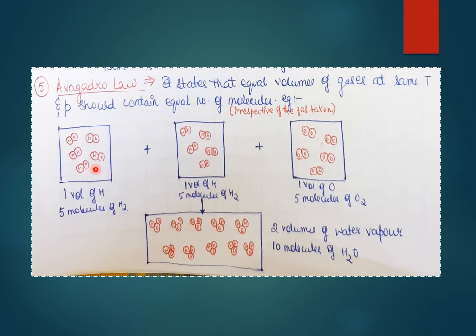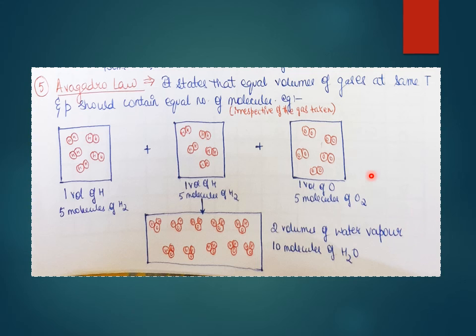So one volume of hydrogen contains 5 molecules of hydrogen. I know that one volume of any gas is going to contain 5 molecules of that gas. So one volume of oxygen will also contain 5 molecules of oxygen. Now I interconnect these containers, then what is going to happen? The gases are going to come out into the interconnecting tunnels, and they are going to react with each other. When they react with each other, let's say I get 2 volumes of water vapor or H2O.